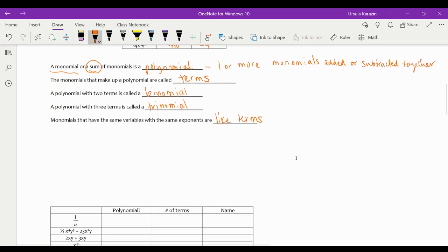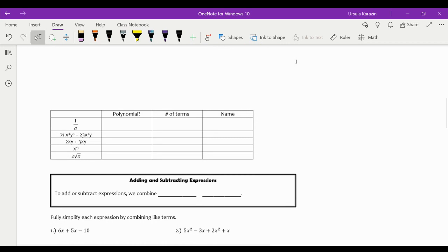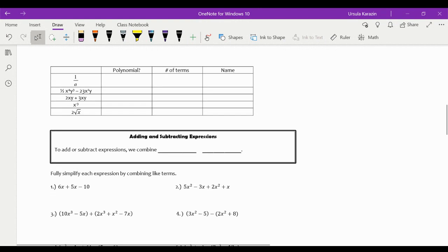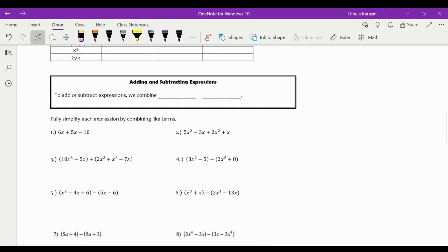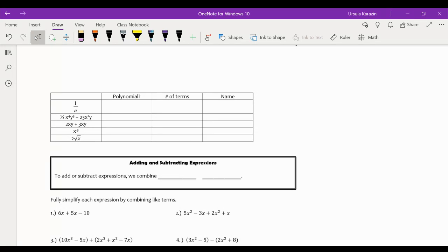And you've done like terms over and over and over. All right, so let's look at a chart where we're going to practice, okay? So we're going to practice deciding if it's a polynomial, which really just means is it a monomial, okay? So go back to the rules. We're going to check the rules here. And then if it is a monomial, then the number of terms and also what is its name.